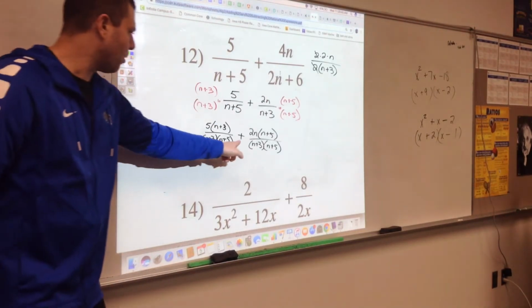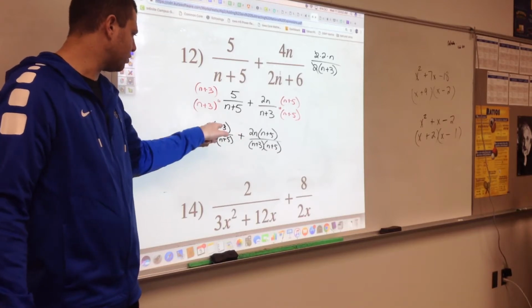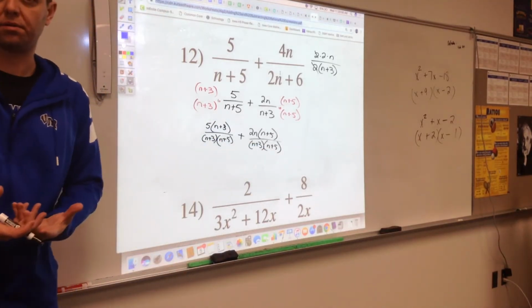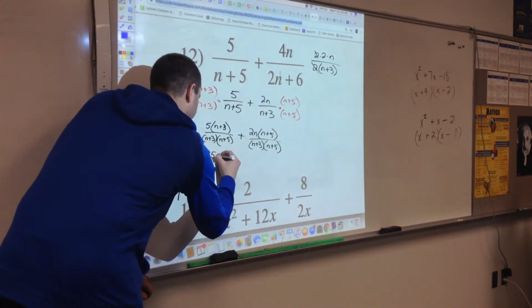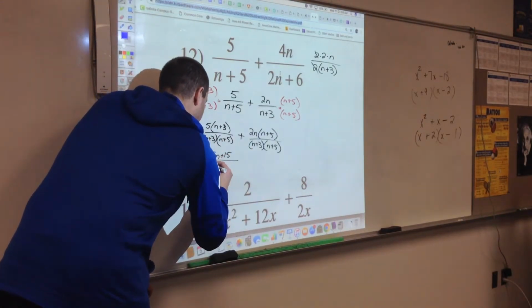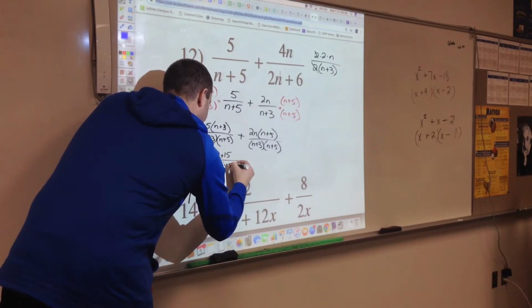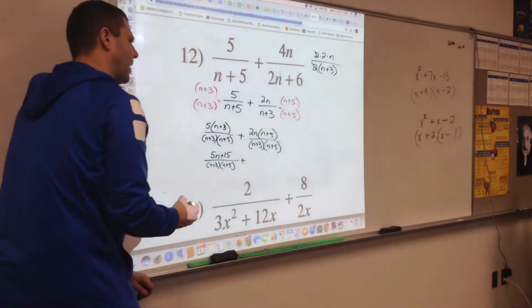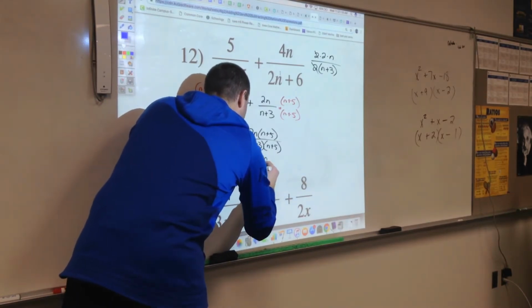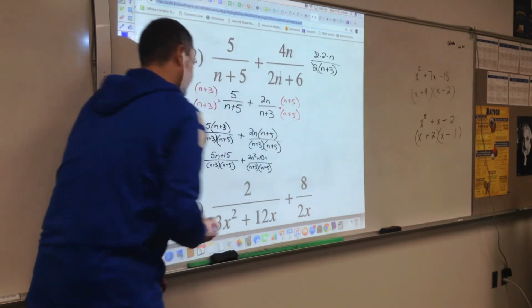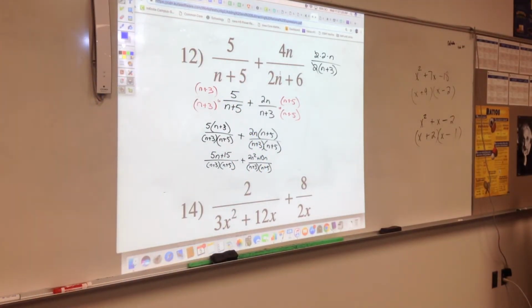But now in order to add this numerator with that numerator, I need to distribute. So what's 5 times n plus 3? 5n plus 15. What's 2n times n plus 5? 2n squared plus 10n. Now am I ready to add my numerators together? Yeah, I have common denominators.